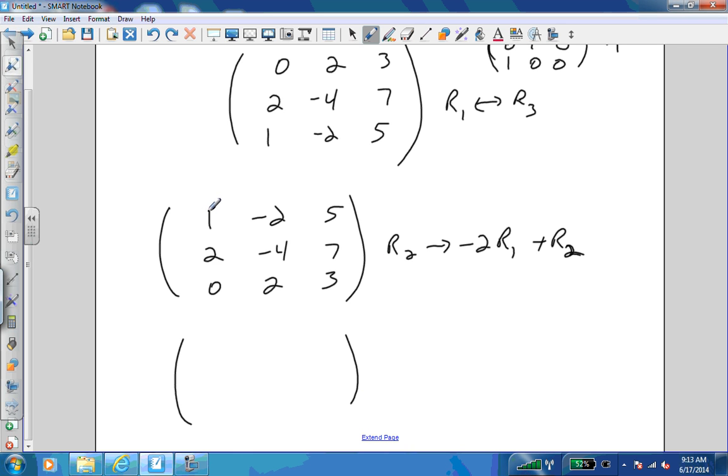So negative 2 here makes a negative 2 plus 2, so 0. Negative 2 times this, that gives us a 4, minus 4 is 0. Negative 2 times 5, that's negative 10, plus 7 is negative 3. And right now we're not changing the other ones, because we already have a 0 here.